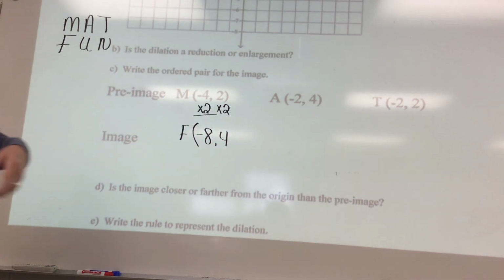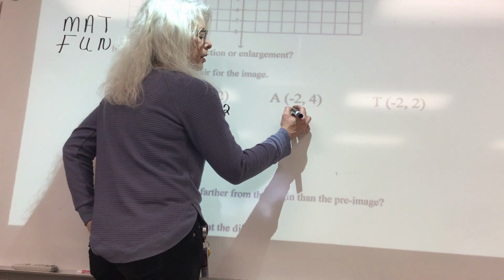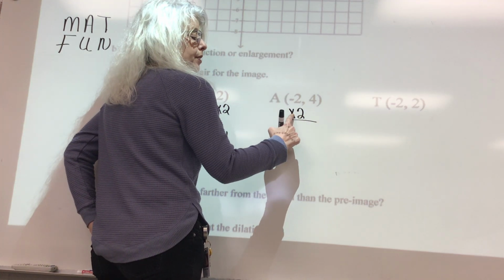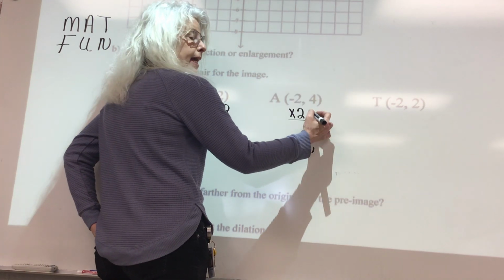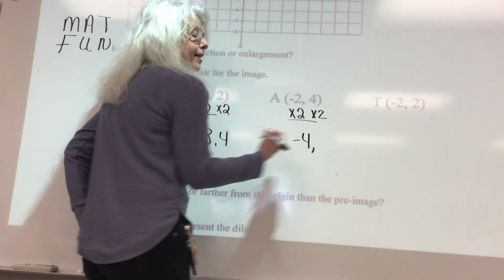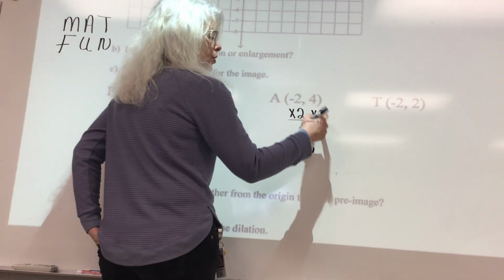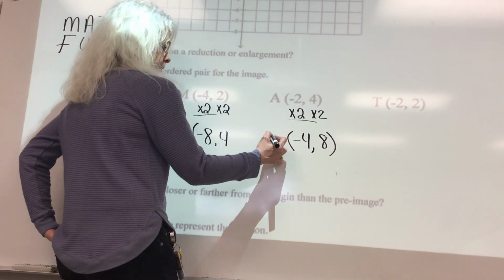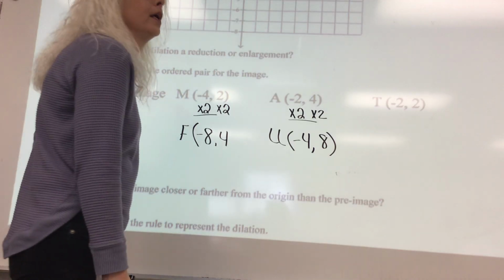Now we're going to dilate this coordinate by 2. So we're going to take the x value and multiply it by 2. Negative 2 times positive 2 is negative 4. Now take and multiply your y number. You're going to dilate it by a factor of 2. 4 times 2 is 8. And what is the image of A called? U.